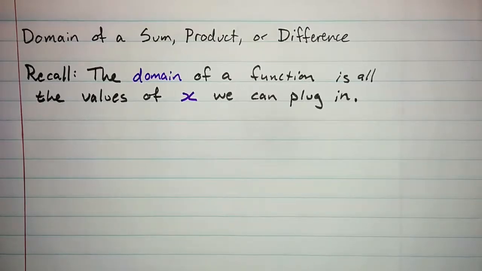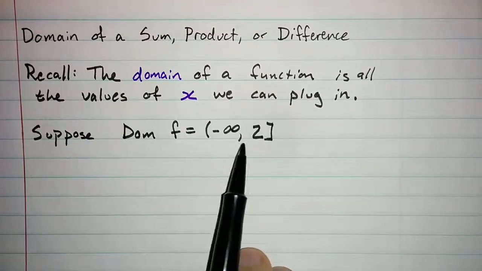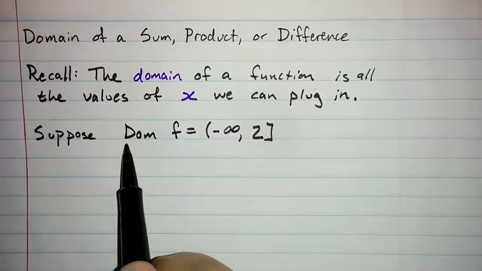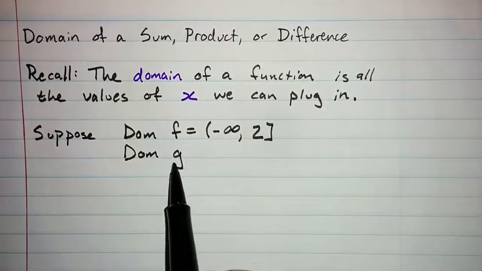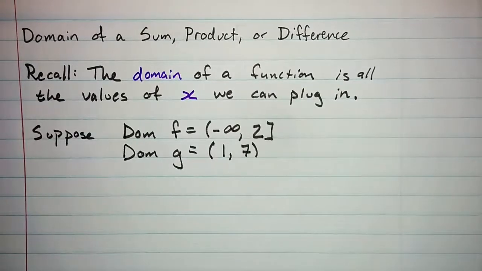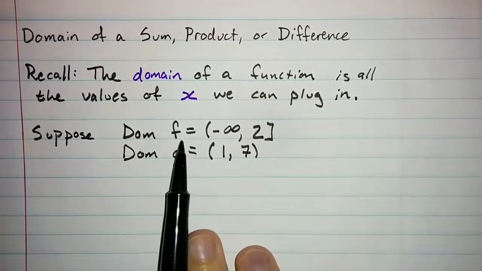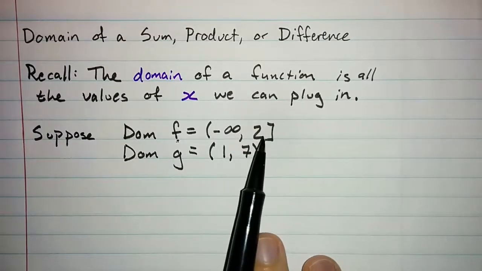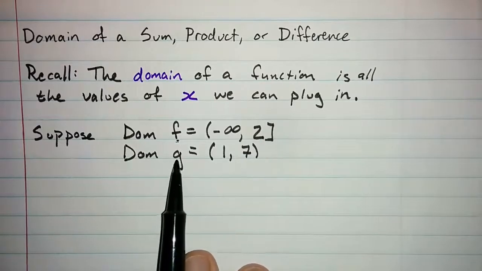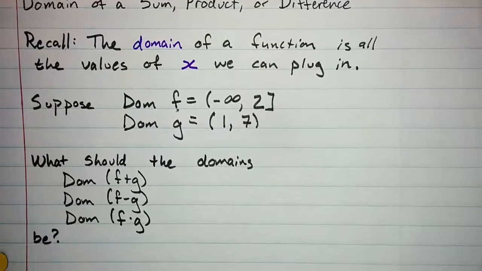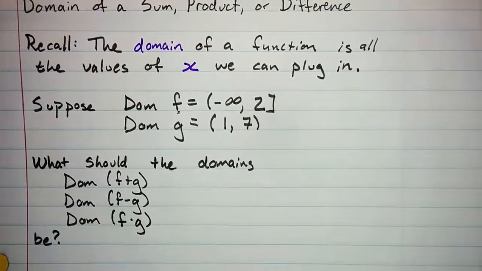Well, all right, then. Let's suppose we know the domain of f is all of the numbers less than or equal to 2, and the domain of g is all of the numbers between 1 and 7. So that means the numbers I can plug into f are numbers less than or equal to 2. Numbers I can plug into g are numbers between 1 and 7. What should the domains of these three combined functions be?